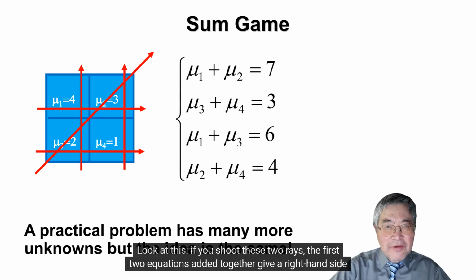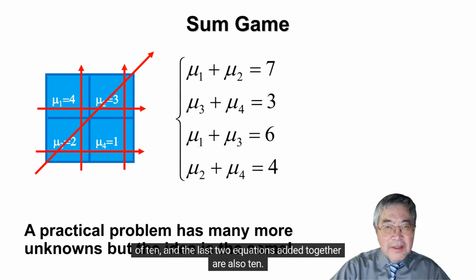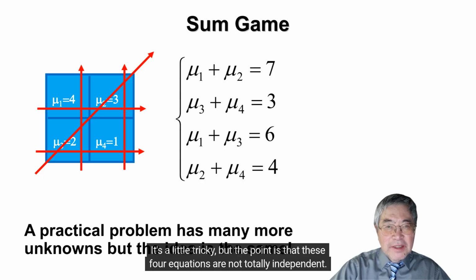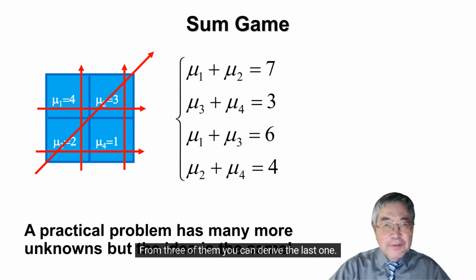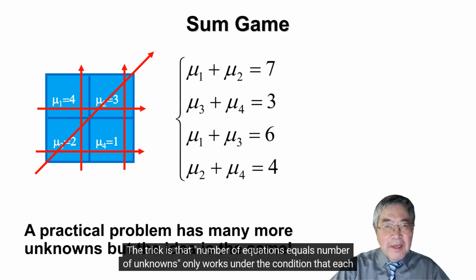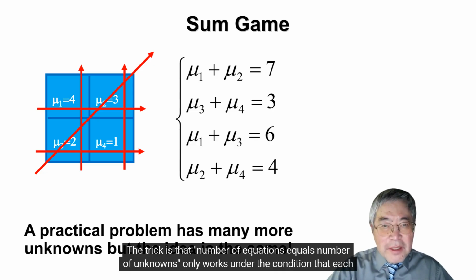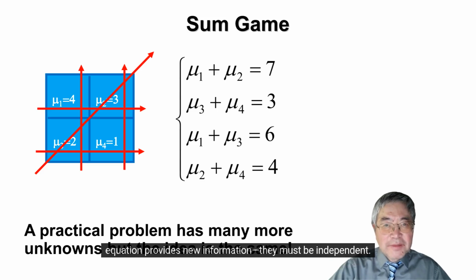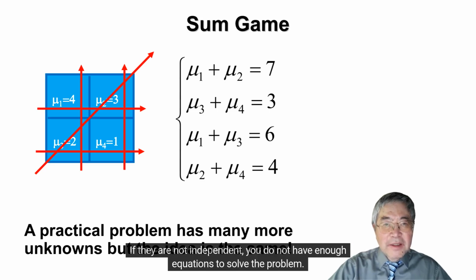Look at this. If you shoot these 2 rays, the first 2 equations added together give a right-hand side of 10, and the last 2 equations added together are also 10. So if you subtract one equation from the sum, you get the remaining one. It's a little tricky, but the point is that these 4 equations are not totally independent. From 3 of them, you can derive the last one. The trick is that number of equations equals number of unknowns only works under the condition that each equation provides new information. They must be independent. If they are not independent, you do not have enough equations to solve the problem.